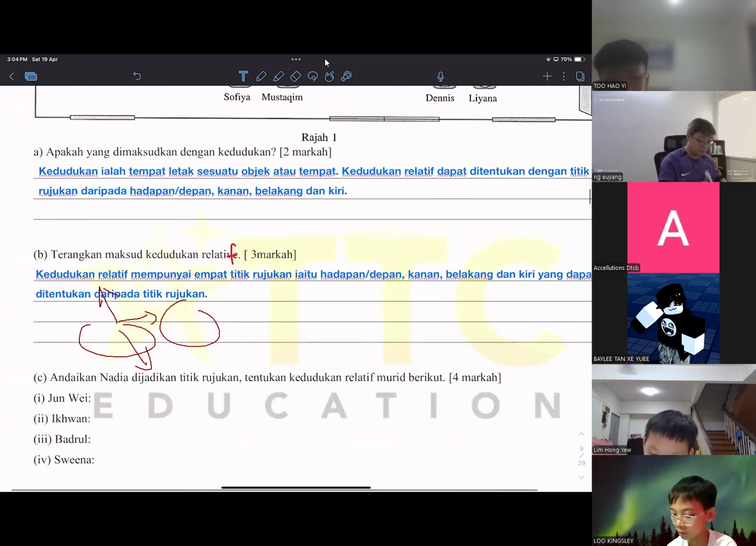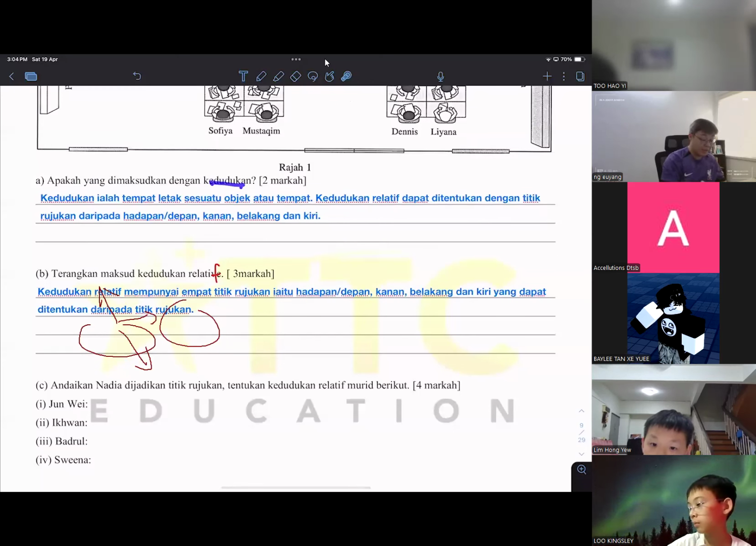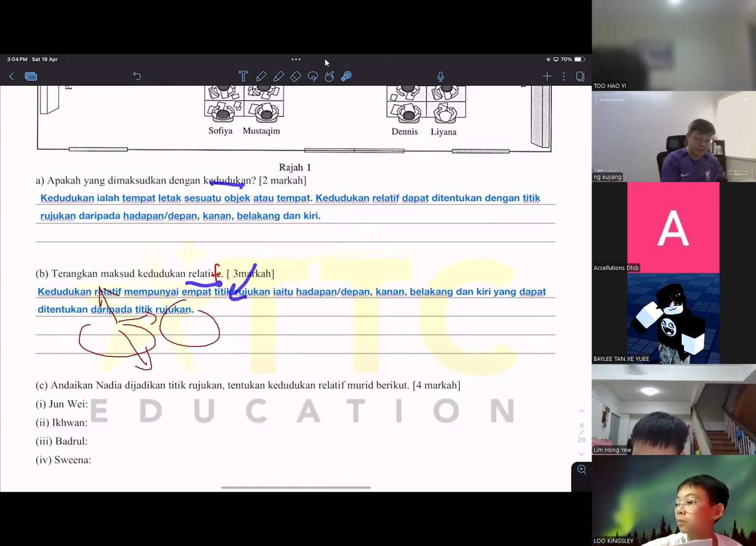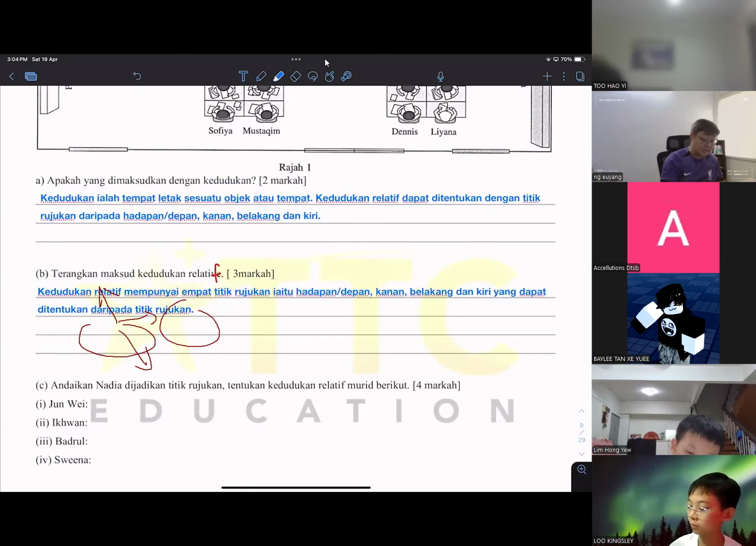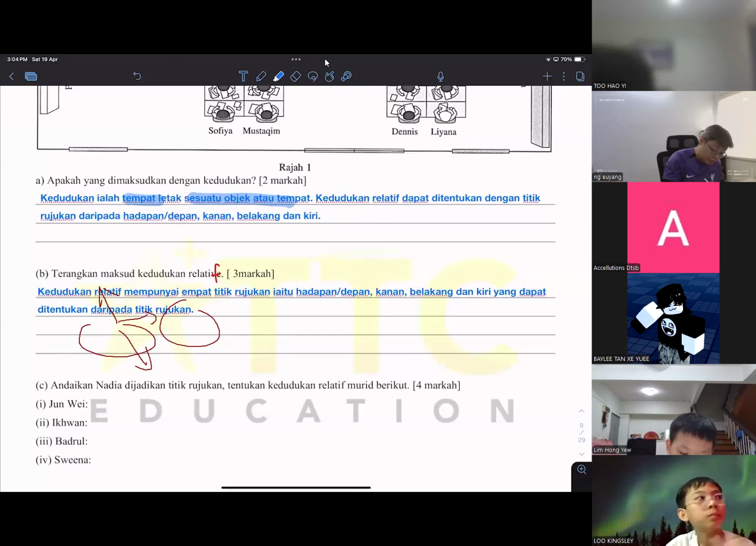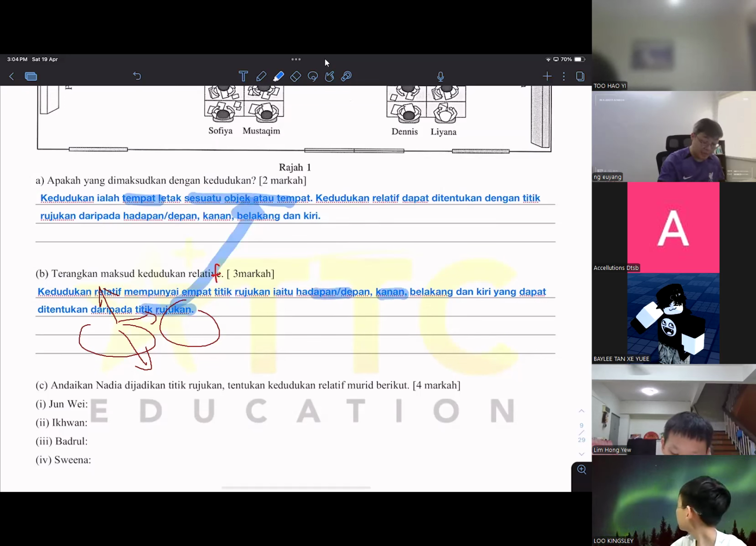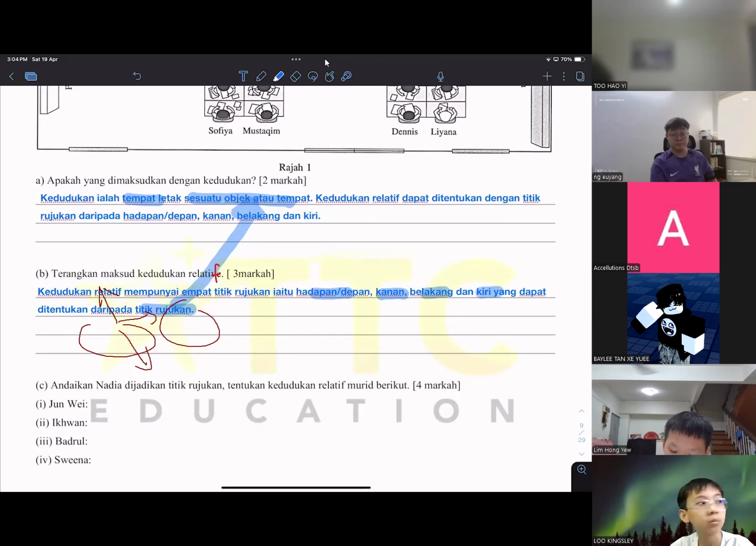So that's it. Yeah, it's quite similar, right? That's why if you're able to mention the kedudukan, then you don't need to mention kedudukan relative. So the only difference is kedudukan is tempat letak one object. So the titik rujukan is referring to the object or tempat. Then with the titik rujukan, we can identify the depan, kanan, kiri, or belakang.